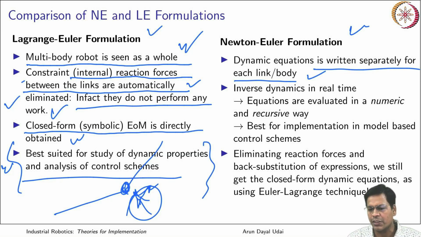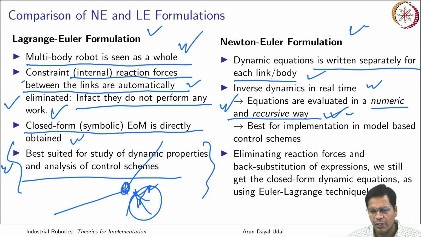Okay, inverse dynamics is done in real time. Equations are evaluated in a numeric and recursive way. If you are doing it in a program, you are doing all of them in a numeric way. You directly get the values. You don't get anything in symbols. And recursively, you do forward, you do backward, and you get the velocities and the torques, you see. So everything is calculated at every instant of time.